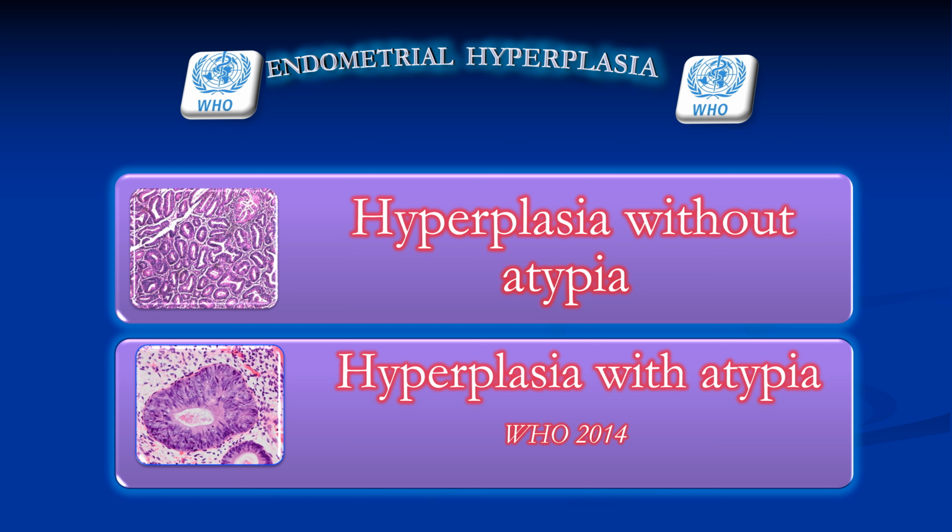In this classification, endometrial hyperplasia was classified into two groups. Group 1, hyperplasia without atypia. Group 2, hyperplasia with atypia.